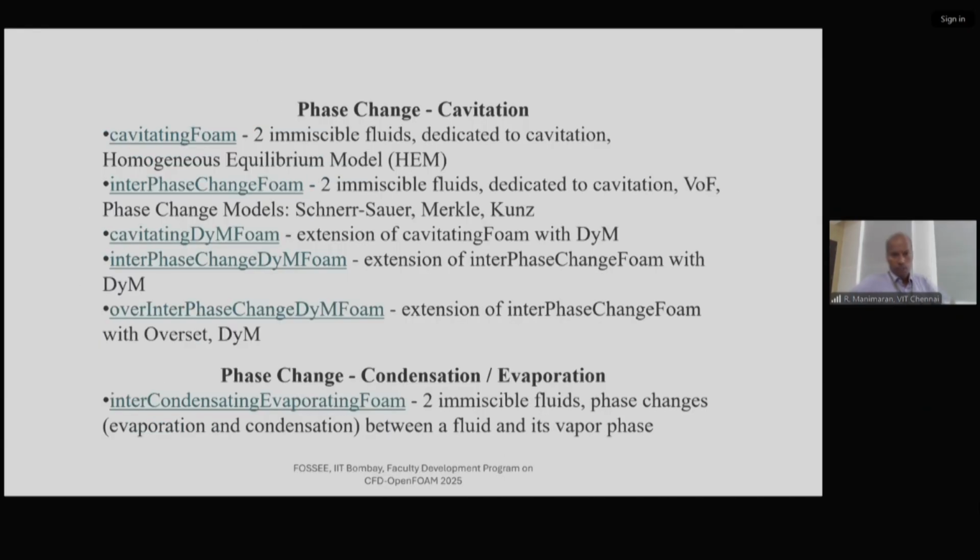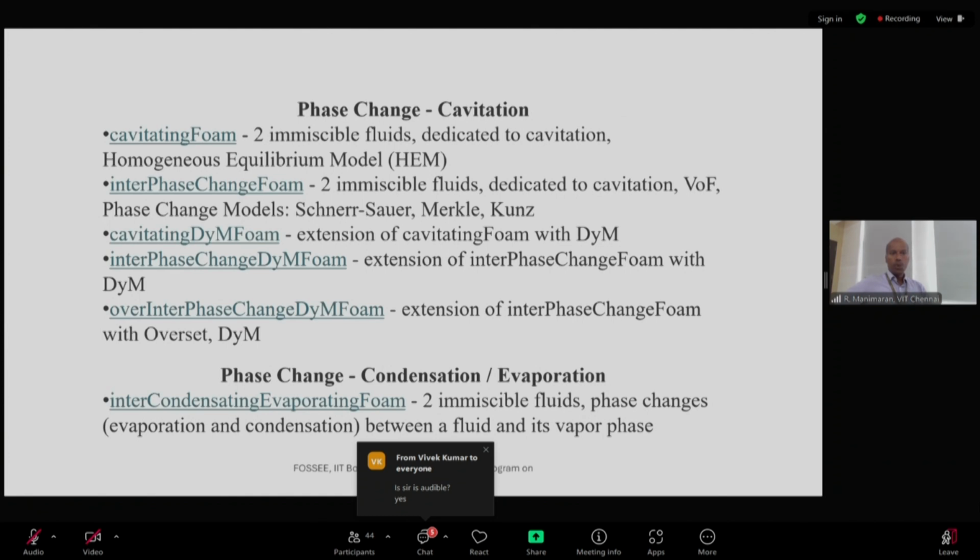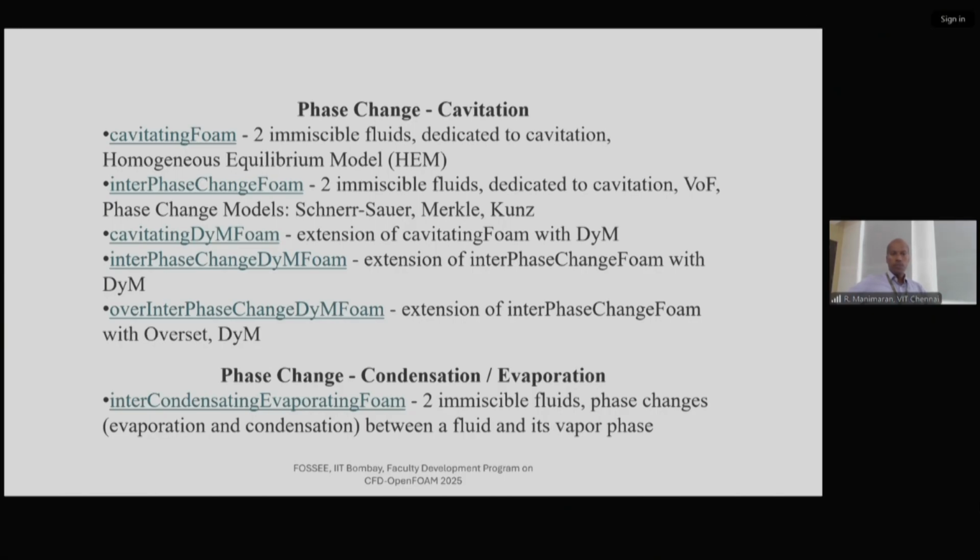Next, coming to phase change problems, for example cavitation, we have cavitatingFoam, which is for two fluids, especially for cavitation problems, employing the homogeneous equilibrium model. Then interPhaseChangeFoam is for two fluids using the VOF volume of fluid method by Schnerr and Sauer. Then cavitatingDyMFoam for dynamic mesh applications and so on, interPhaseChangeDyMFoam also, and then overInterPhaseChangeFoam with overset grids for dynamic mesh applications.